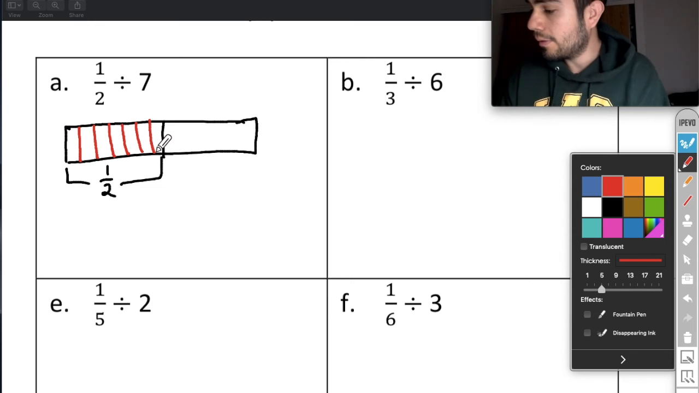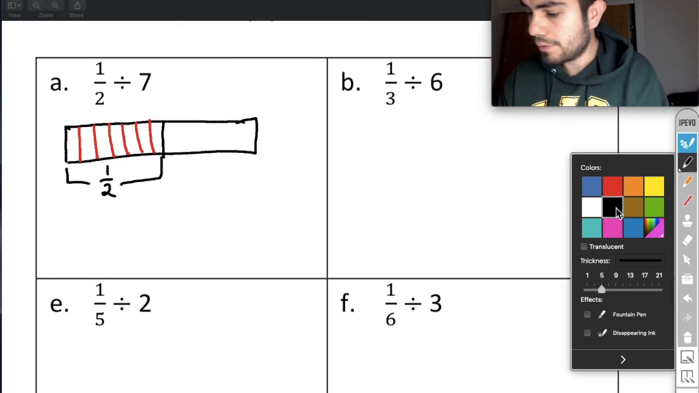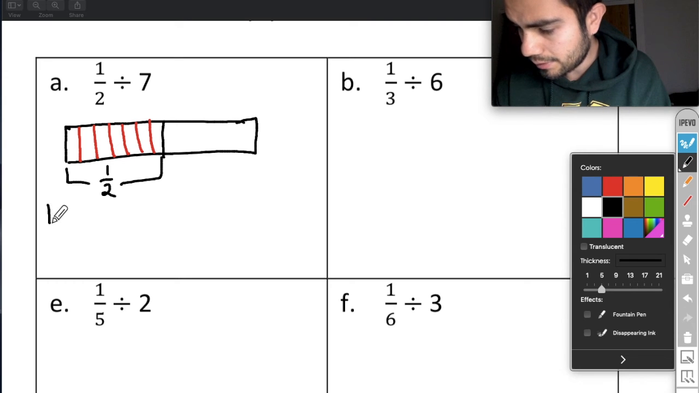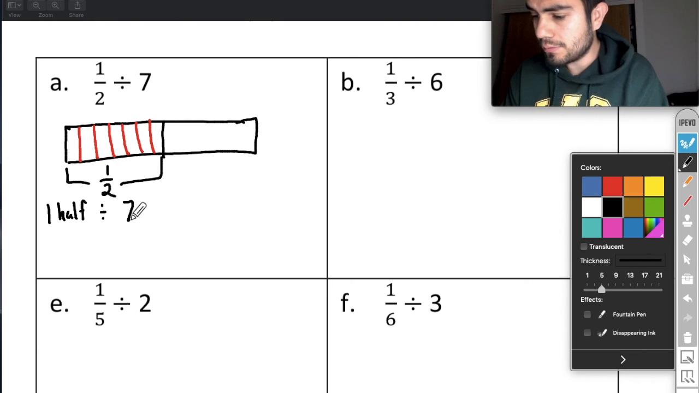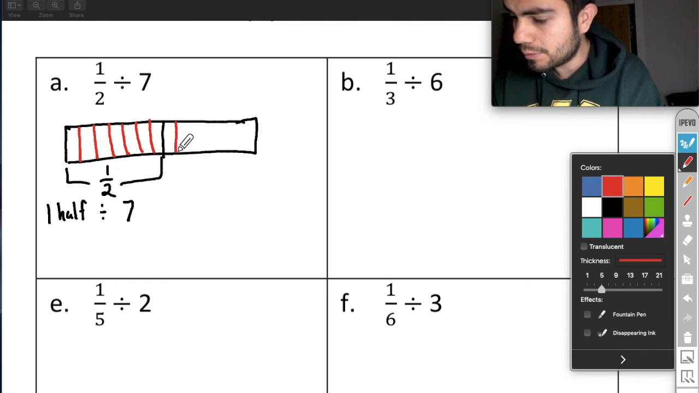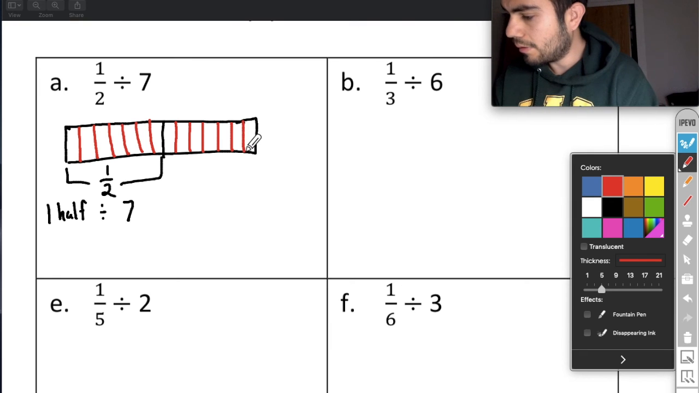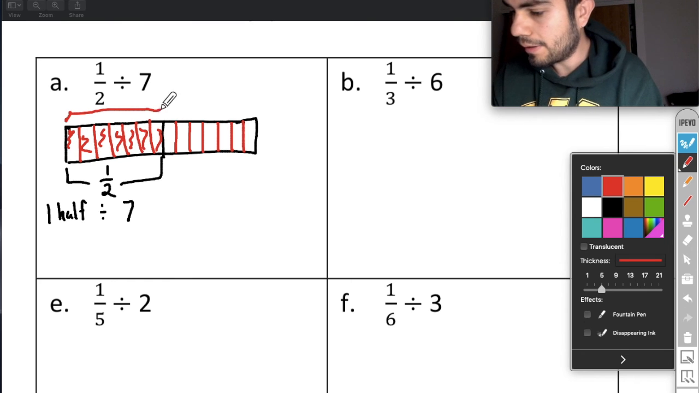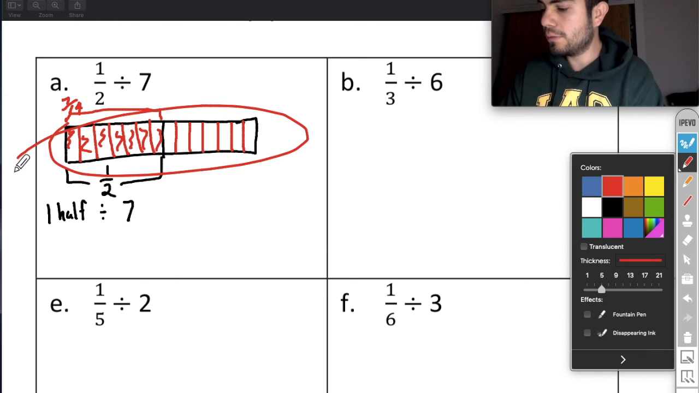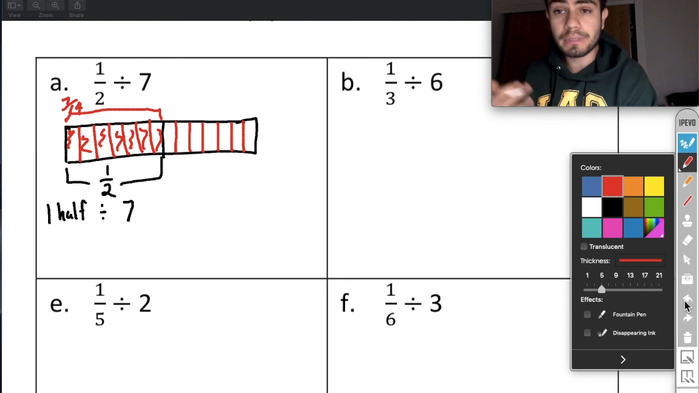Okay, and now what you're going to do is rewrite your equation. So initially you had 1/2 divided by 7, but now we turned that 1/2 into 7/14. Okay, now if you're wondering where those two numbers are going to come from, let's show that here. So here in total, we have 7 out of 14 total. Okay, the total amount of units that we have now are 14.